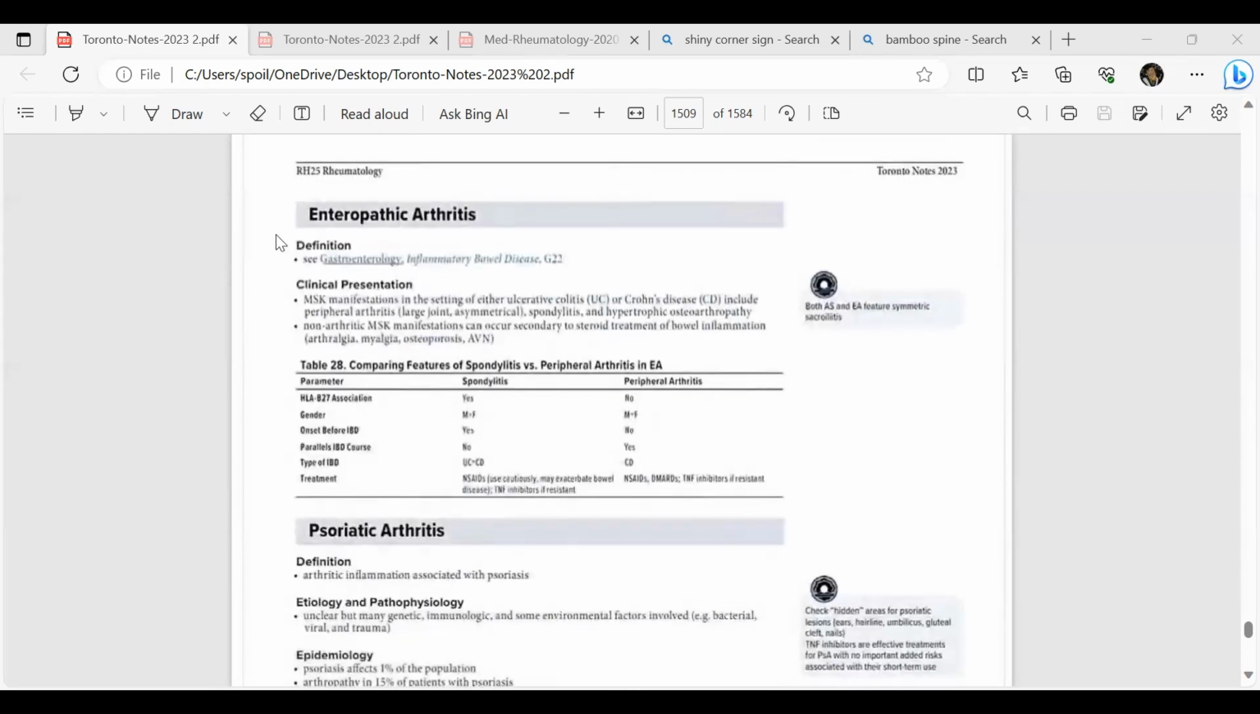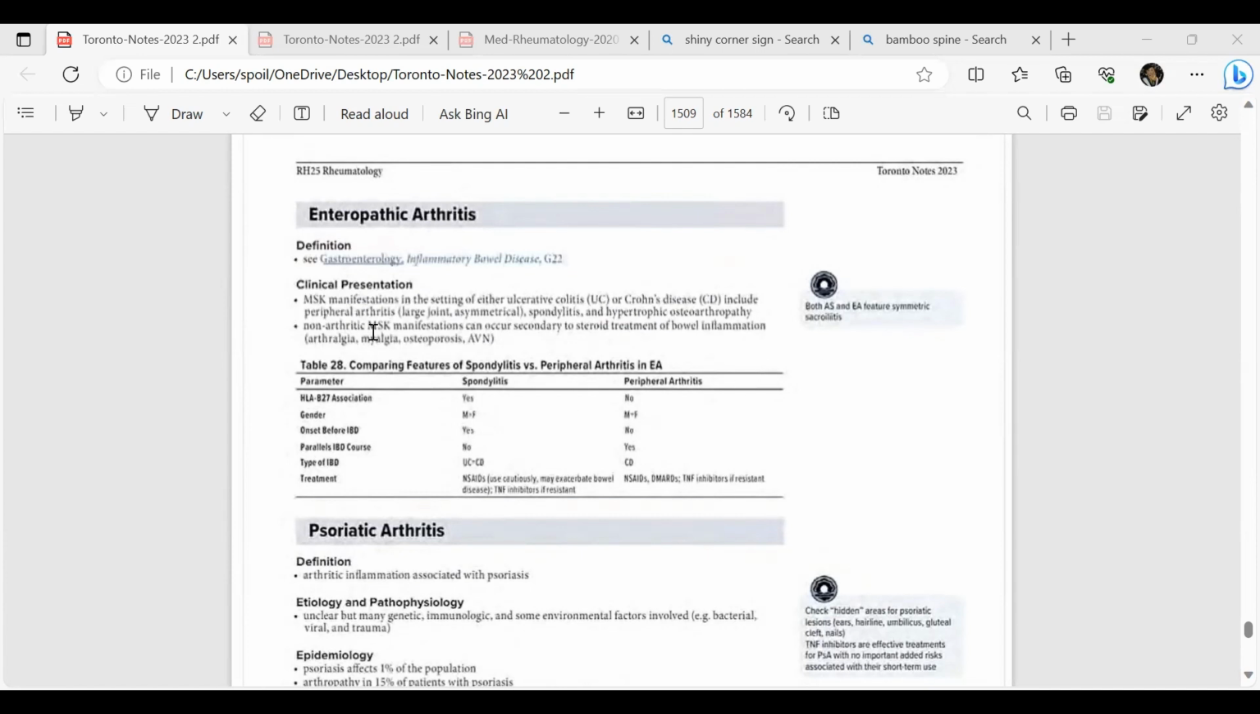Okay, has anyone read this from the gastro chapter or something? If anyone wants to shed any light on this topic, enteropathic arthritis, or MSK, what I know is this is musculoskeletal. If it stands for something else, then let me know as well. Okay, we are just going through this.